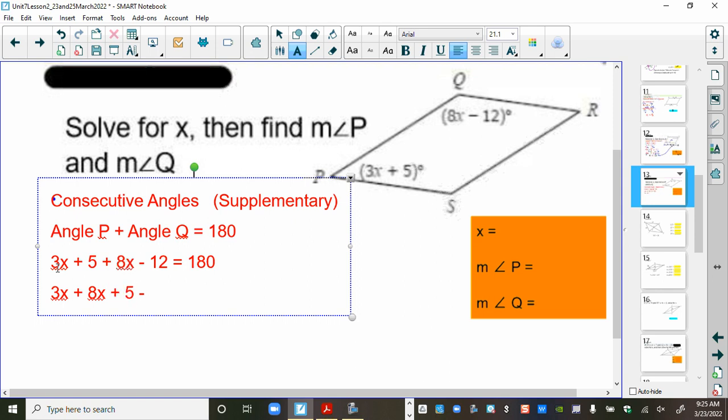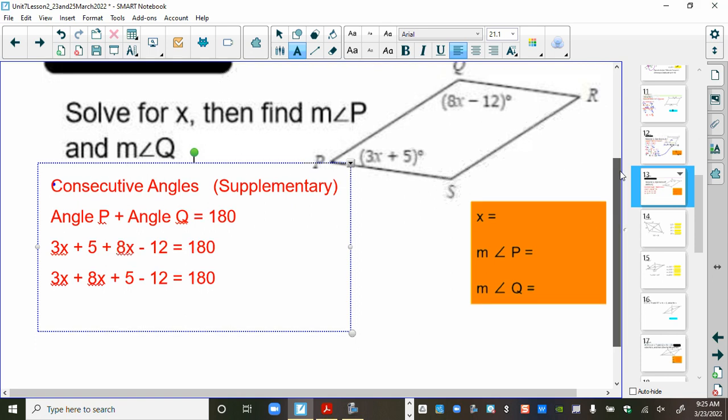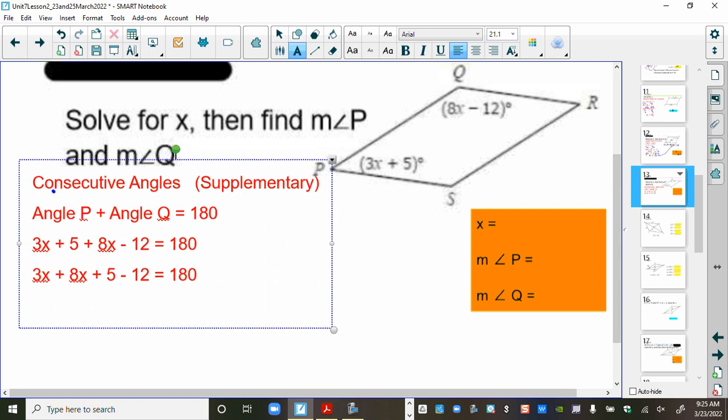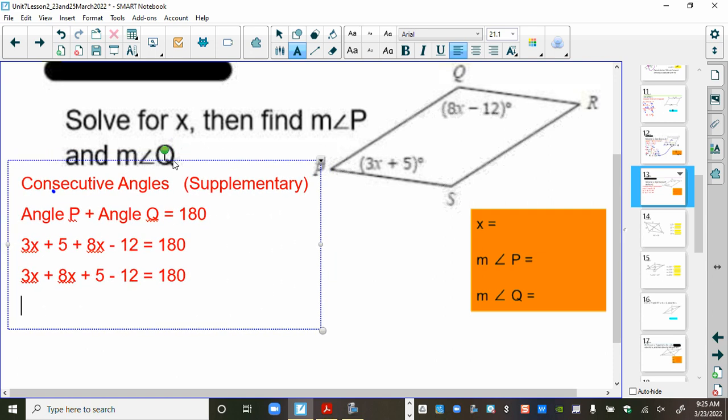And then you have the plus 5 and the minus 12. But what is 3x plus 8x? What's 3 plus 8? 11. Right, now you have 11x because they're on the same side.